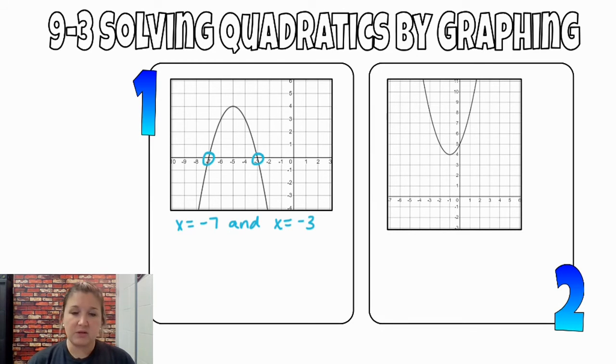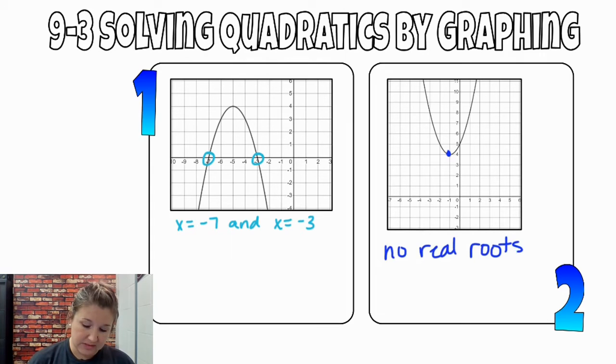Now, this one is a little bit tricky because you'll notice here it doesn't ever cross the x-axis. It's never going to cross the x-axis because it comes down to a low point here, which is above the x-axis, and it's going to keep going up. So something like this is going to have no real roots, is what we would say here.